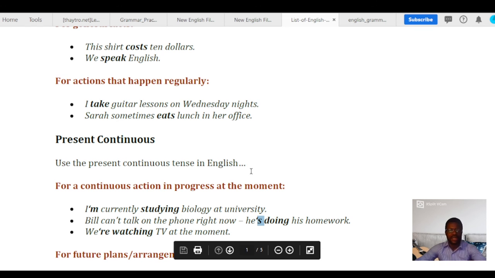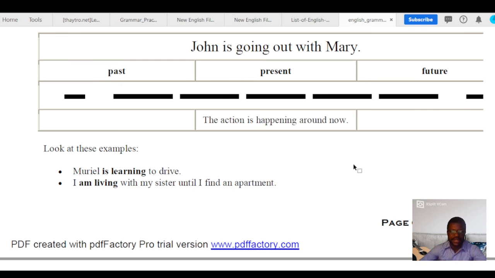Okay? Okay, let's take a look at some examples. Here, as you can see, John is going out with Mary. So this small block of illustration is to show you: here we're talking about the past. This is the present from here to here. Then this is future, maybe like tomorrow, next week. This is past, it could be any time in the past. So we're here, and the action is happening around now.